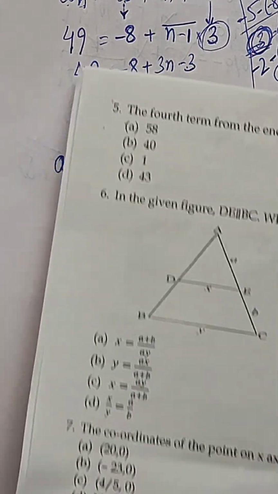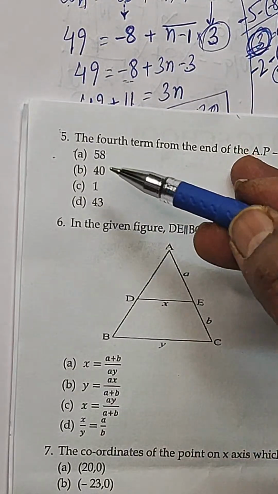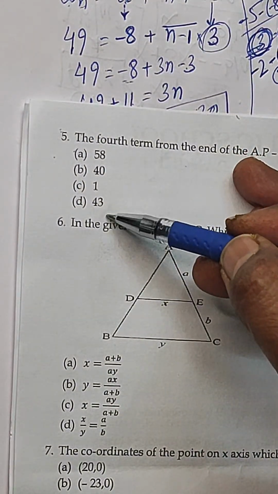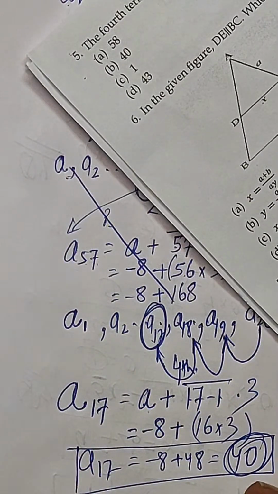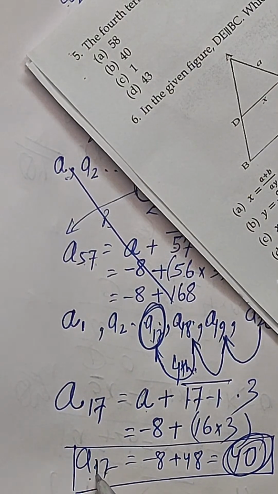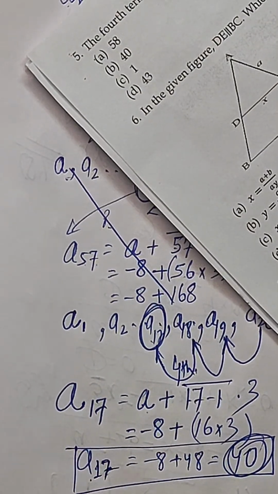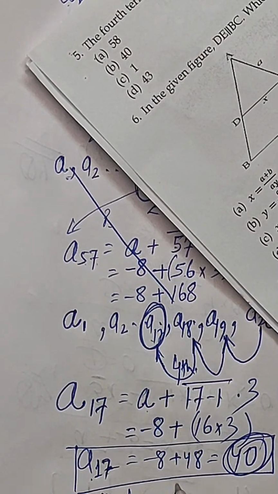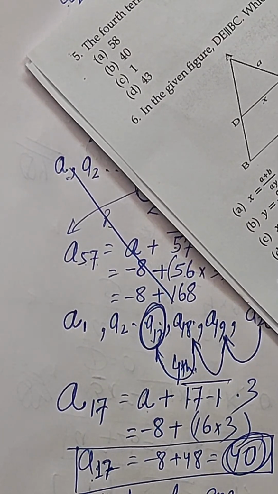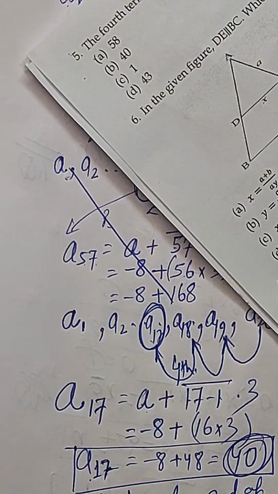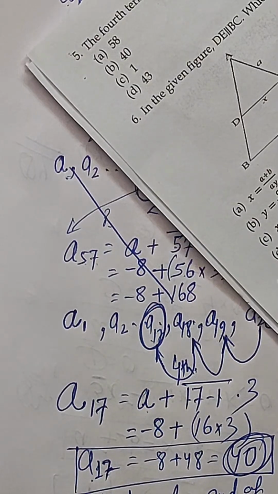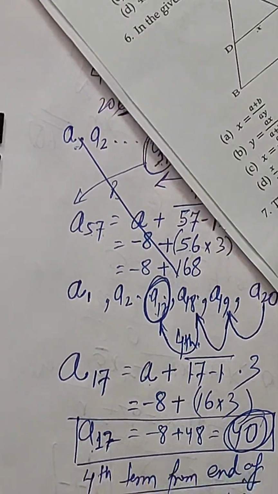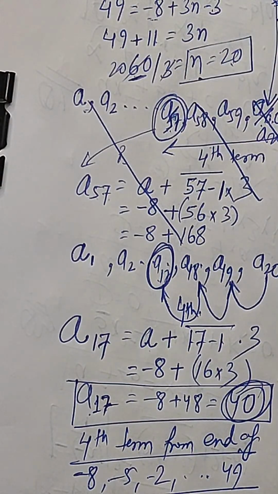So which option will be correct? Tell me. 58, 41 and 43. Option number B will be correct. Right? So from here we can see the 17th term is the fourth term from the end of the AP minus 8, minus 5, minus 2, and so on till 49, right? So this is the answer to you, right, my dear friend? Your option is option number C.